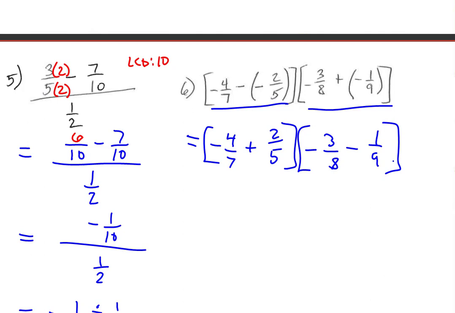Alright, now that we've done one little step of just simplifying some of the positive and negative signs here, we can go ahead with the fraction steps. You'll notice inside the first set of brackets, we're going to need an LCD.